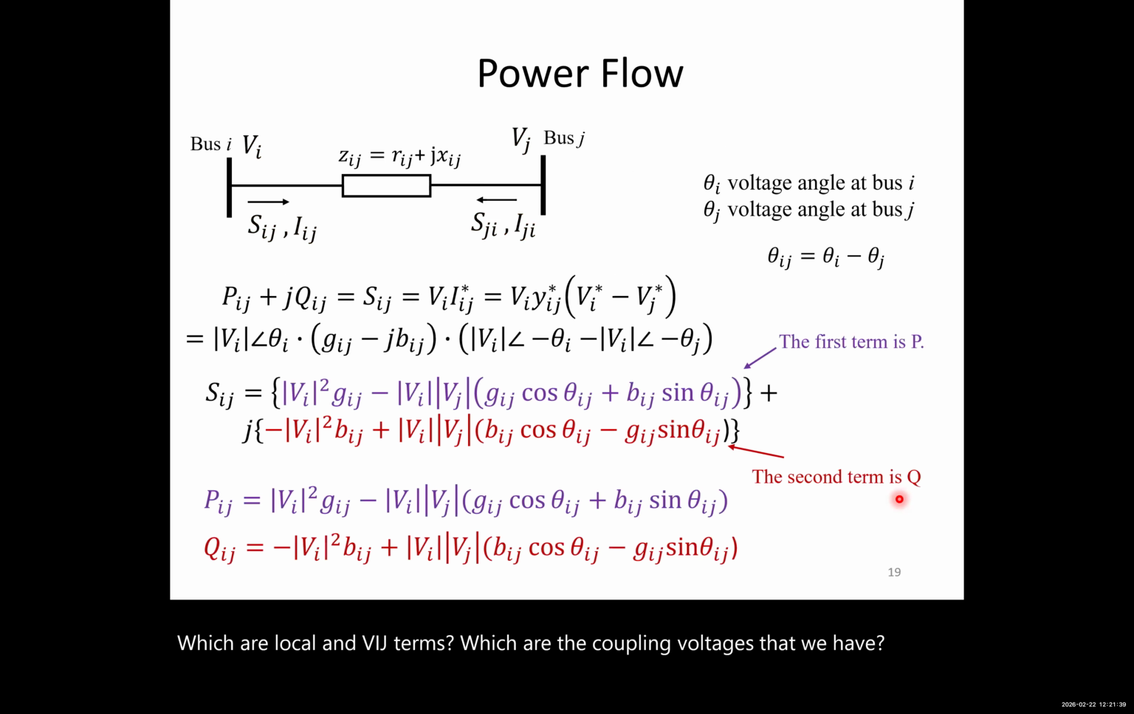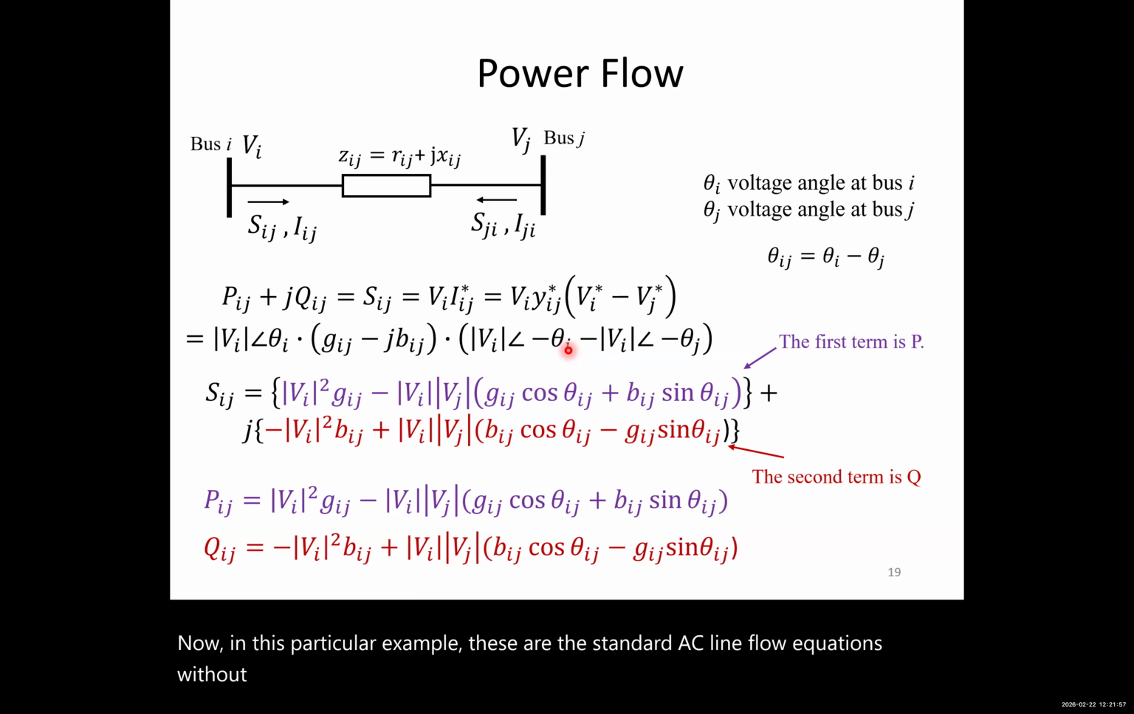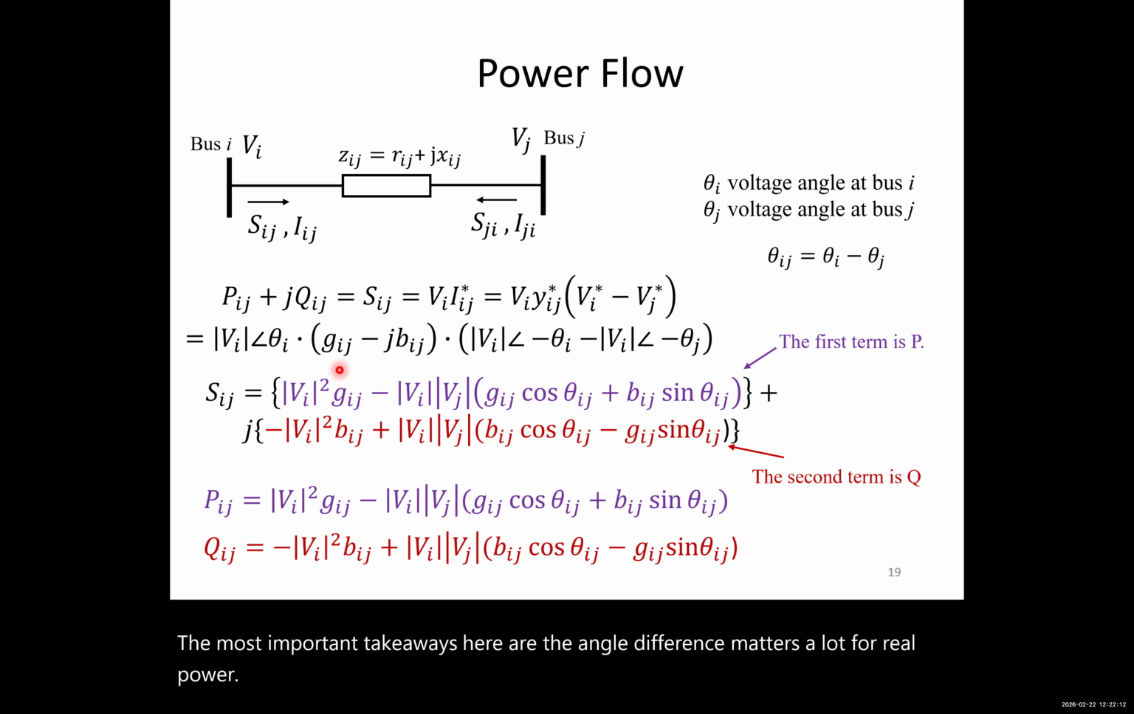Now, if we want to find the real power and imaginary power here, in this particular example, these are the standard AC line flow equations without line charging. You can see a clear structure. Pij and Qij are nonlinear in voltage magnitude and angle. The most important takeaways here are that the angle difference matters a lot for real power, and voltage magnitude affects reactive power strongly.